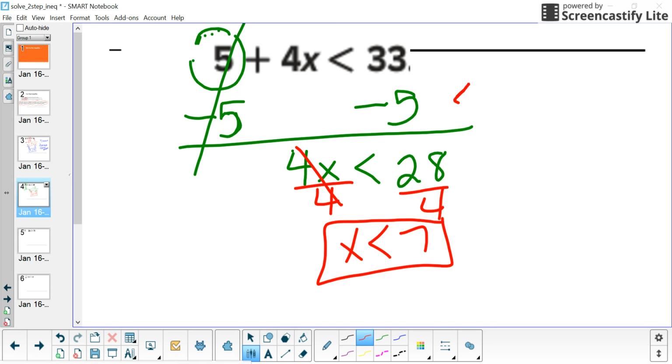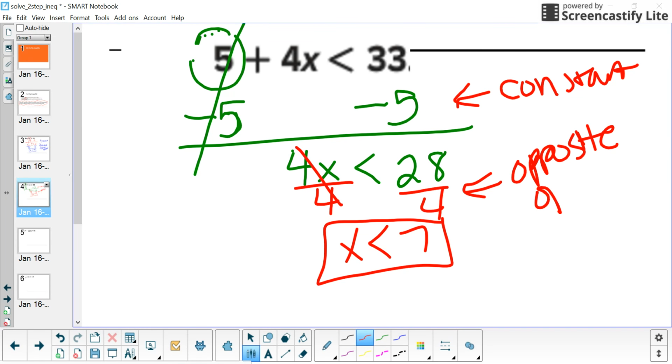So here, constant. Here, opposite operation.